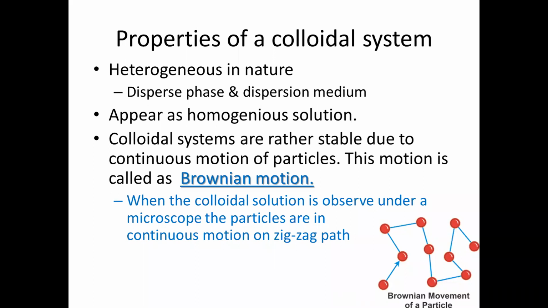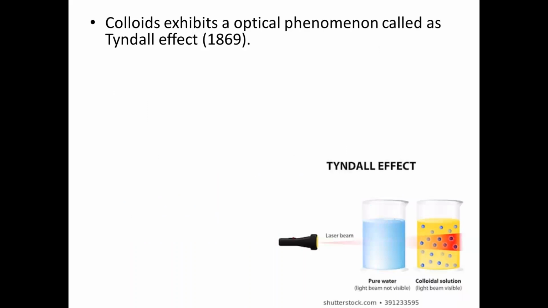Search on the internet and see what is Brownian motion. Okay, so because of Brownian motion, the colloidal systems are stable. So remember, the first colloidal property that I'm teaching you is Brownian motion. Particles exhibit Brownian motion. Okay. I hope you are all taking down notes.